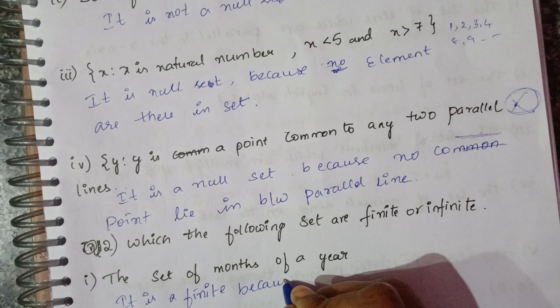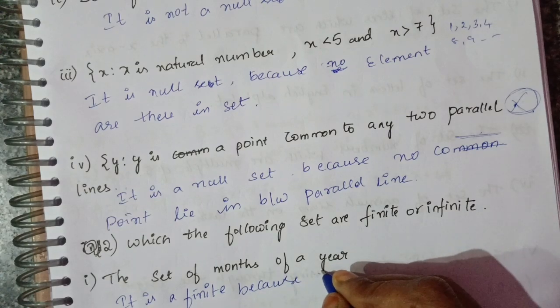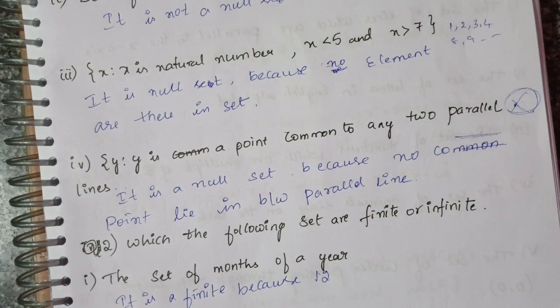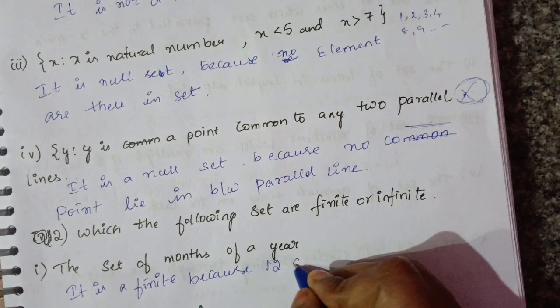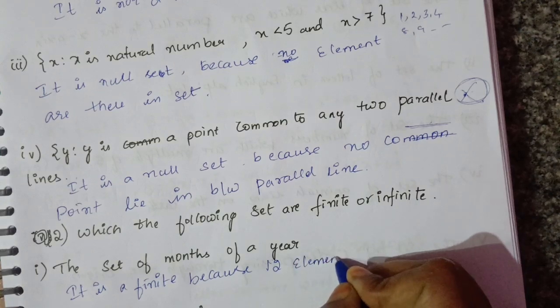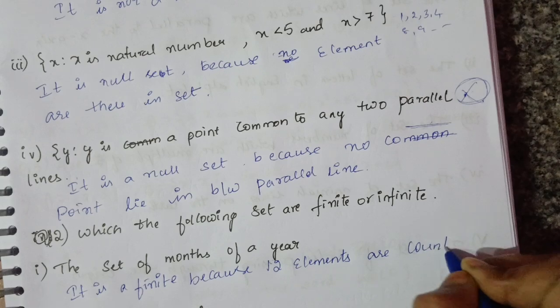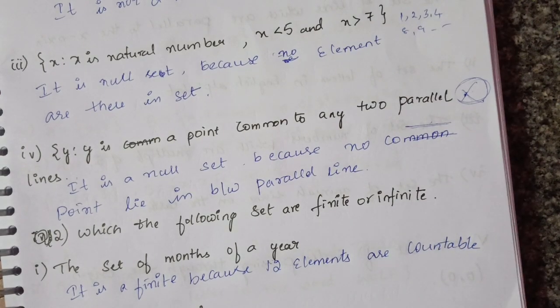It is finite because 12 elements are countable. We can count these 12 elements.